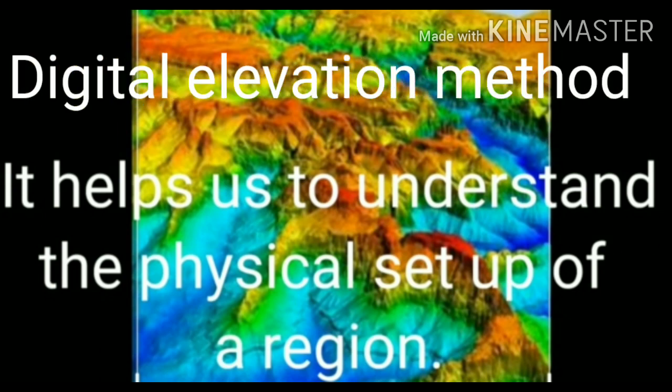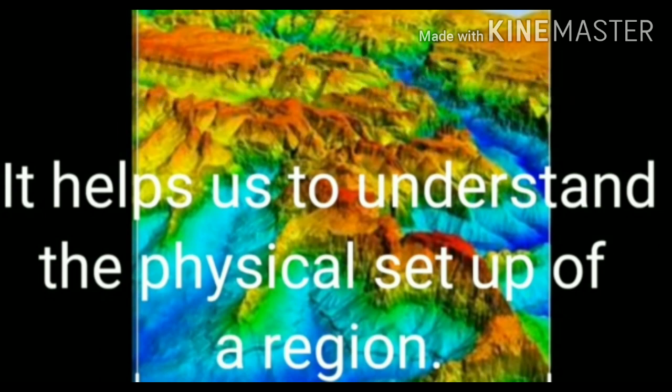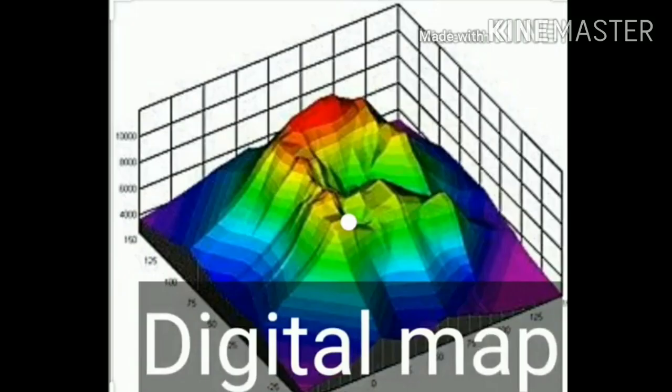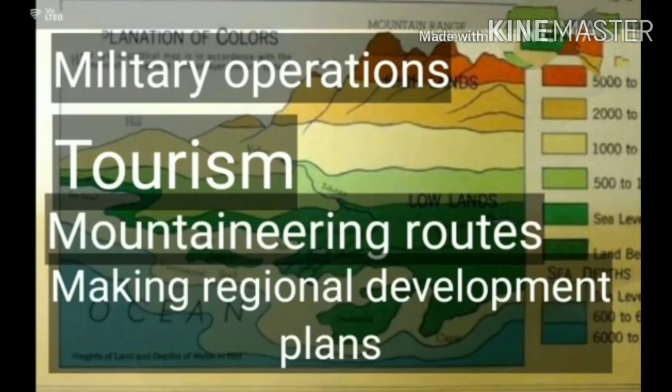The third method is the digital elevation method. It helps us to understand the physical setup of a region. This is the most modern method. In this, the information is obtained through satellites and presented with the help of computers. Then we studied the uses of maps. Maps can be used in military operations, tourism, drawing up mountaineering routes, in making regional development plans, etc.